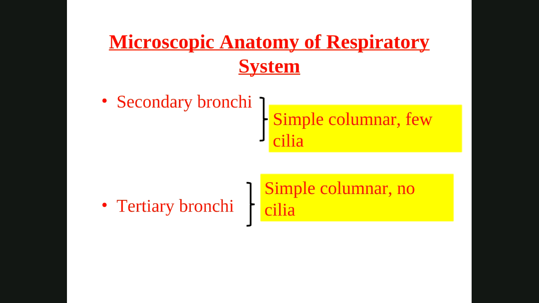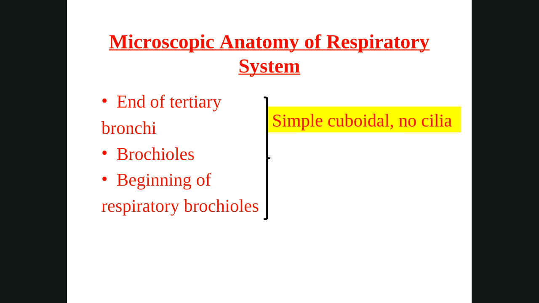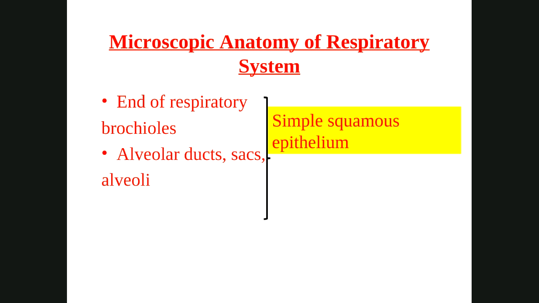Okay, in the secondary and tertiary bronchi, columnar, there are few cilia, and it goes all the way to no cilia. All right, so the end of tertiary bronchi, bronchioles, the beginning of the respiratory bronchioles is simple cuboidal, no cilia. And the respiratory alveolar duct, simple squamous.